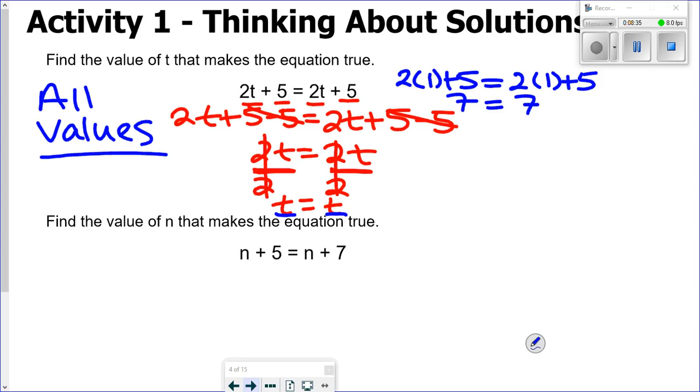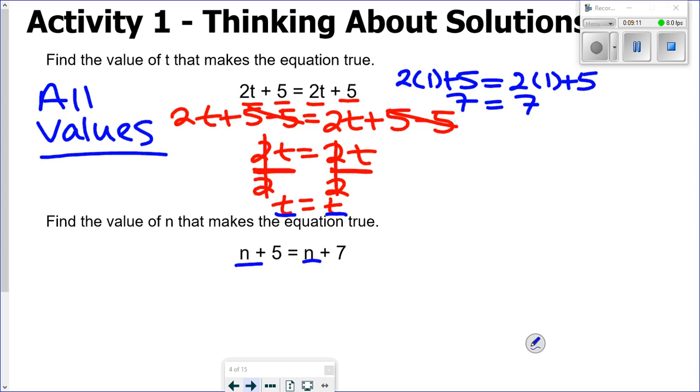Find the value of n that makes this equation true. N plus 5 equals n plus 7. Well, if I compare this example to the previous one, I notice they are not two equivalent things on both sides of the equation. I do see that n and n are balanced on both sides. However, I have a plus 5 and a plus 7 on each side, which are not exactly the same. So some might notice right here that there will be nothing I can input for n in order to balance these out and make the equation true.